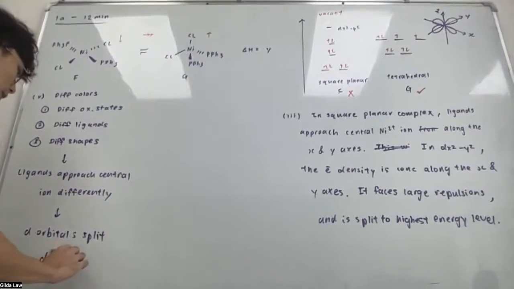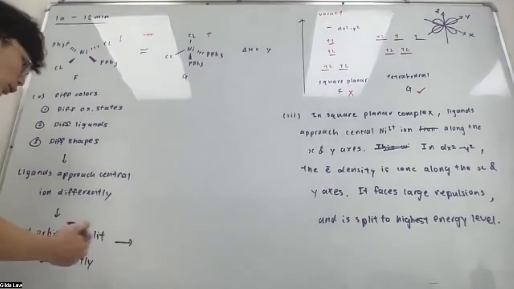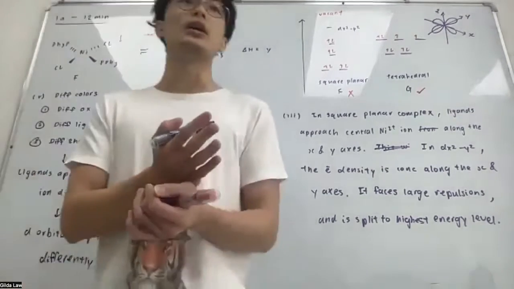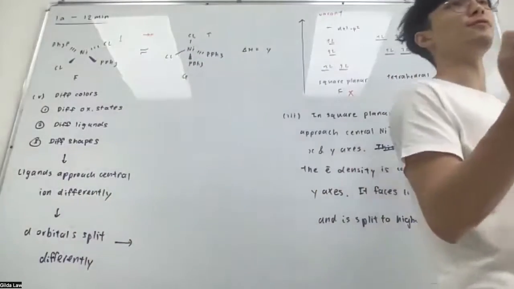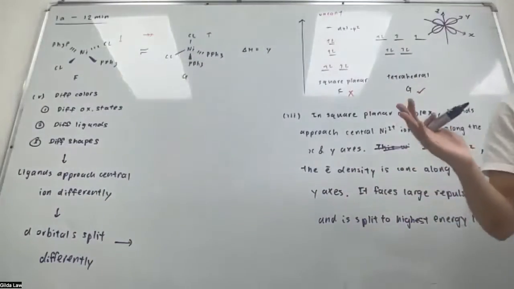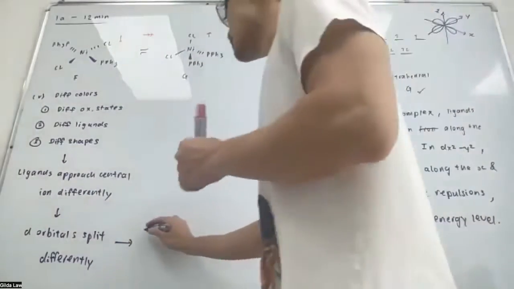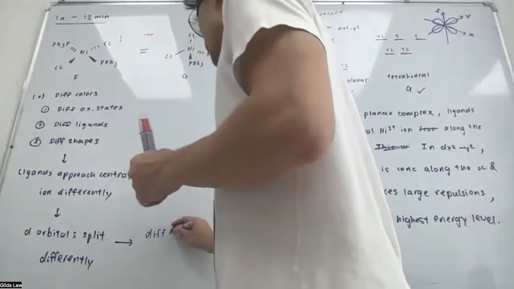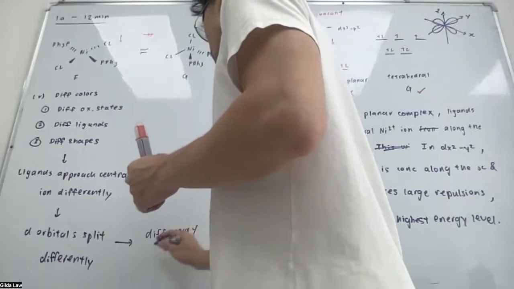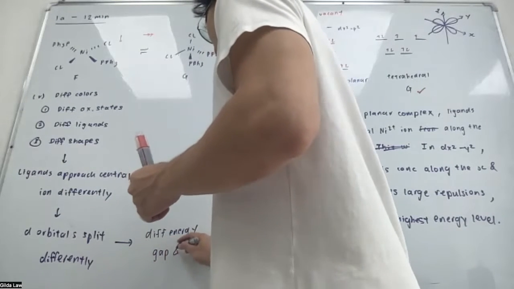And when it splits differently, then what happens next? Let's slowly path our way to the answer. What does it mean to have split the d orbitals differently? What's the next idea we need to talk about? Different energy gap. So you need to tell me that also. It results in a different energy gap, which is your delta E.